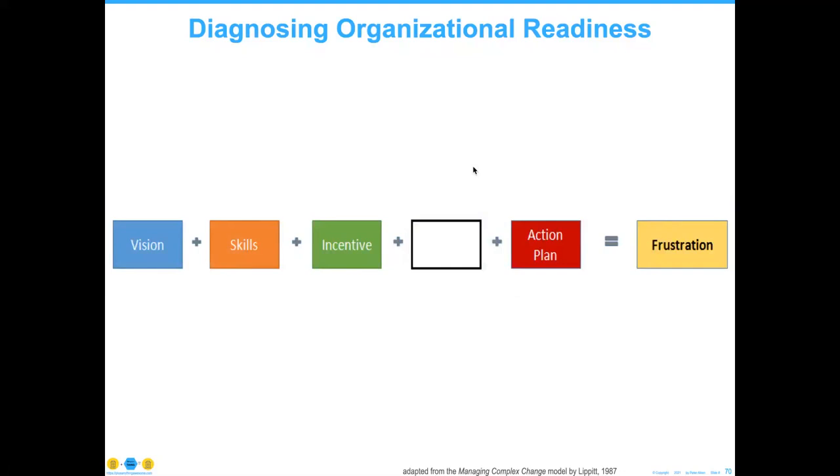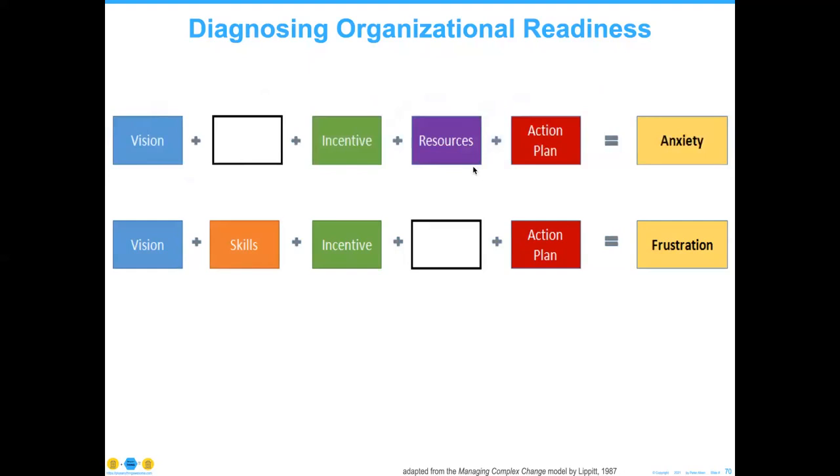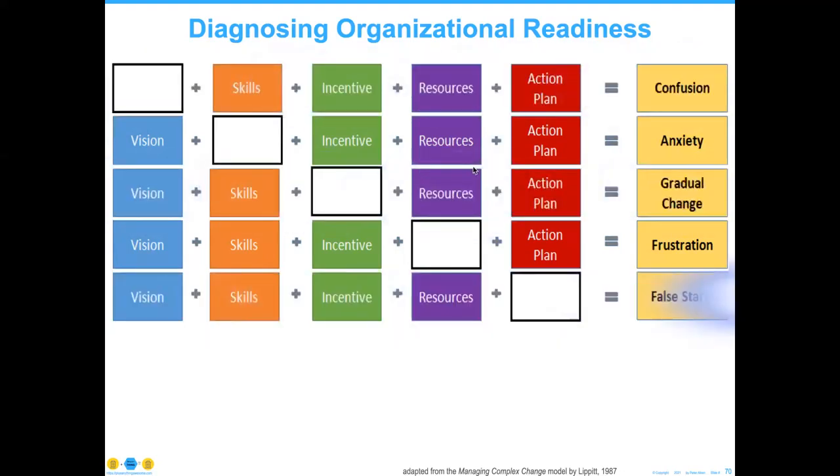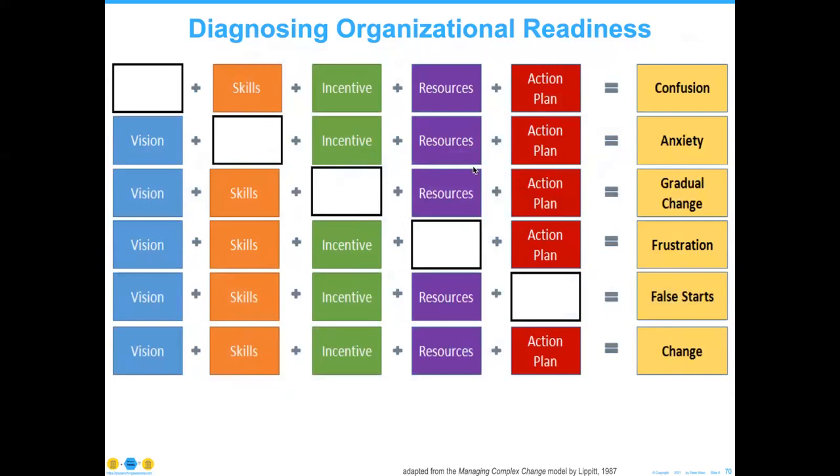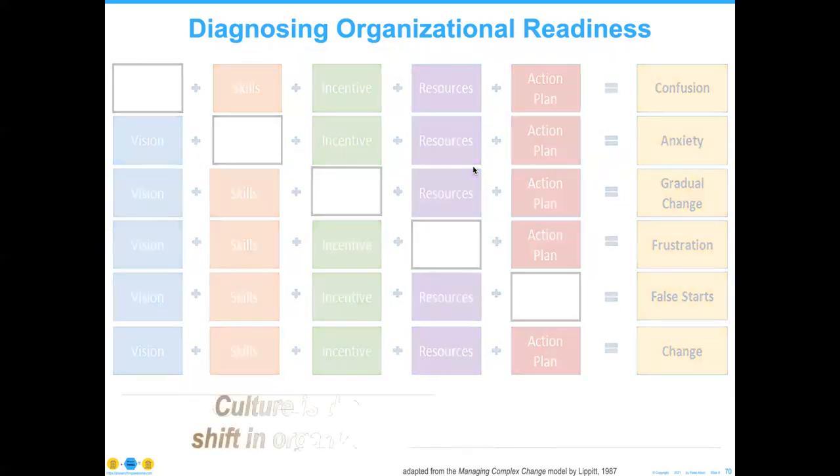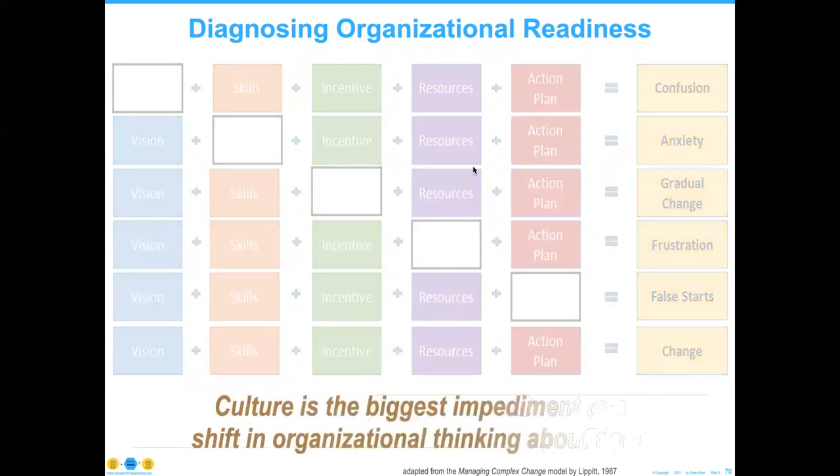When I walk into an organization and I see that it has vision, it has skills, it has incentive, it has an action plan, and I see frustration, I know that that organization is lacking resources. Similarly, when I see vision, incentive, resources, and an action plan, but anxiety, I know that they're lacking the skills. And only, of course, when all of these things are present do you actually get change. And change is the most important impediment to shifting organizational thinking about data.